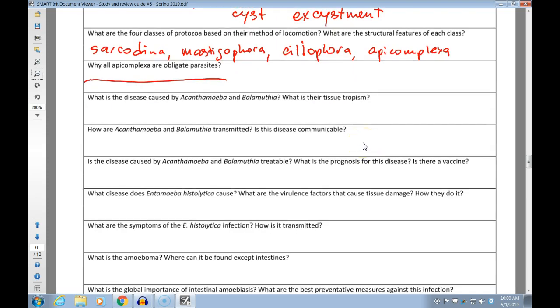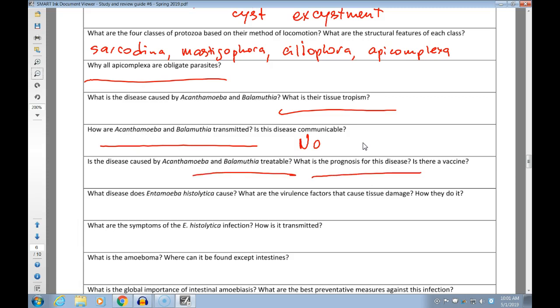Okay, Acanthamoeba and Balamuthia. Meningoencephalitis. You don't need to know the full name, granulomatous amoebic meningoencephalitis. All you need to know is meningoencephalitis. So CNS. Transmitted by broken skin. The disease is non-communicable. One person cannot transmit it to another. Treatable. Prognosis, I would say moderate if treated. There's no vaccine.